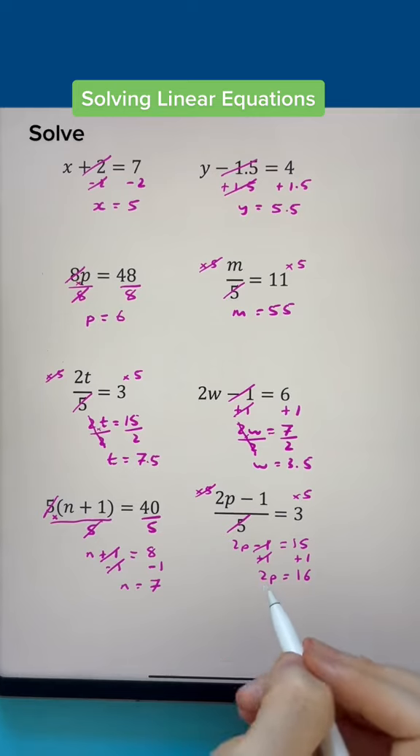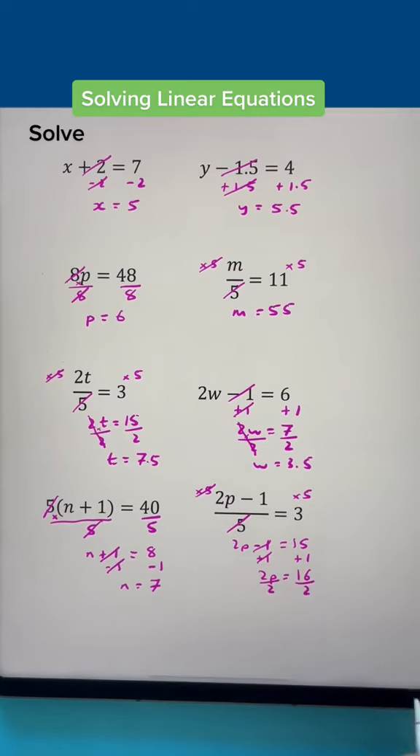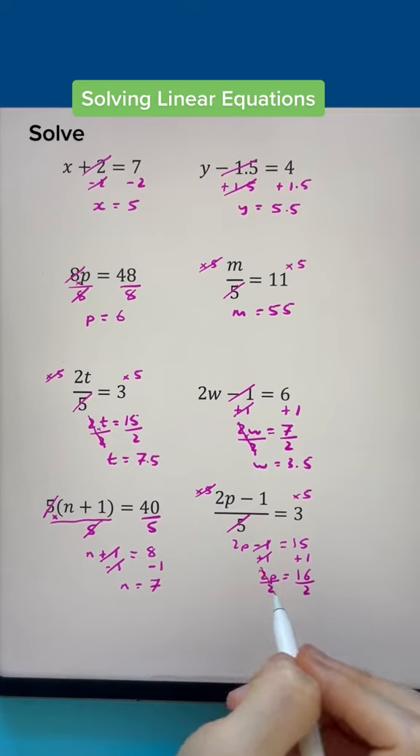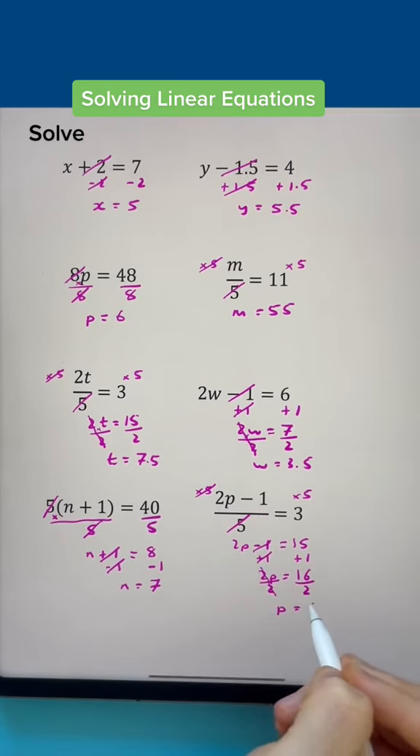2p in algebra means 2 times p. The opposite of times by 2 is to divide both sides of our equation by 2. 2 over 2 will cancel to give us p, and 16 divided by 2 gives us 8.